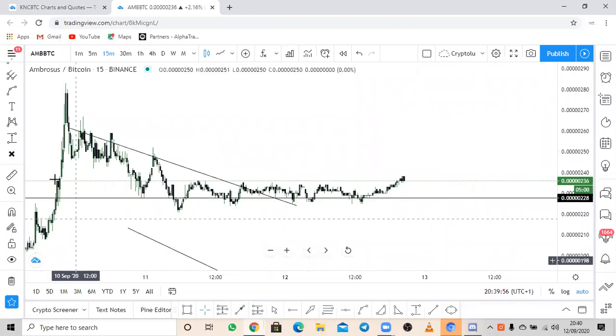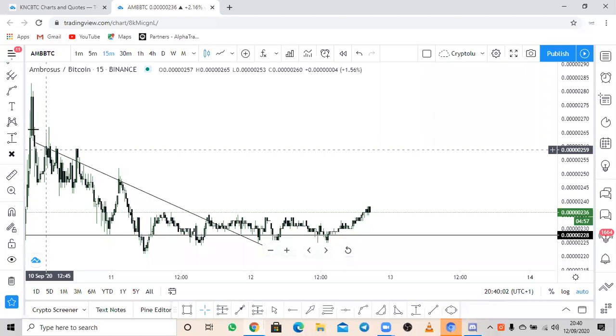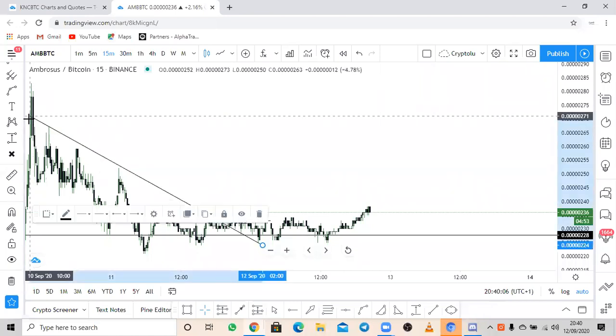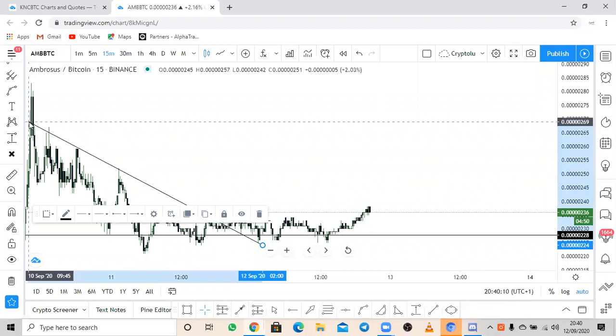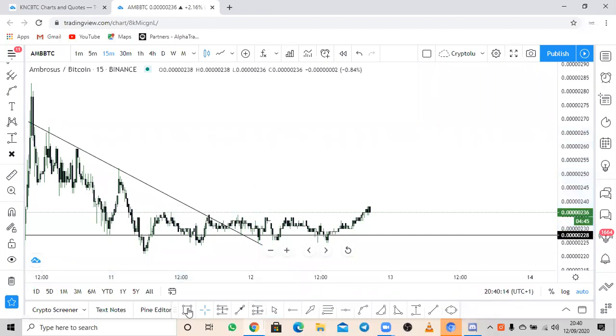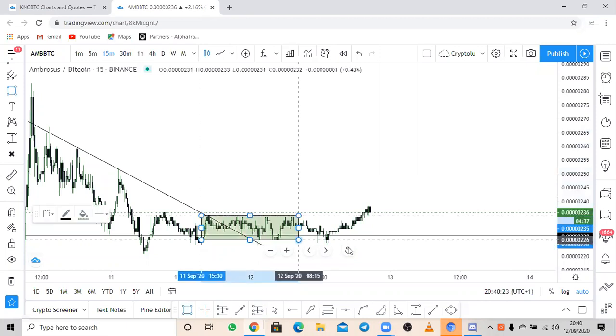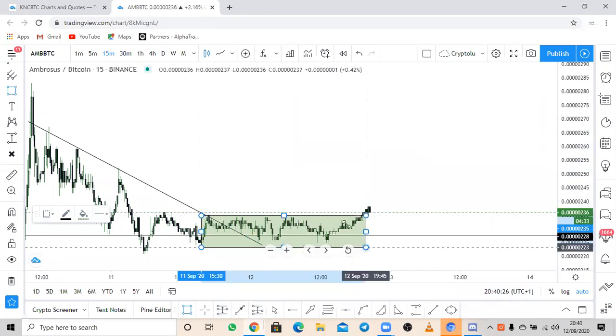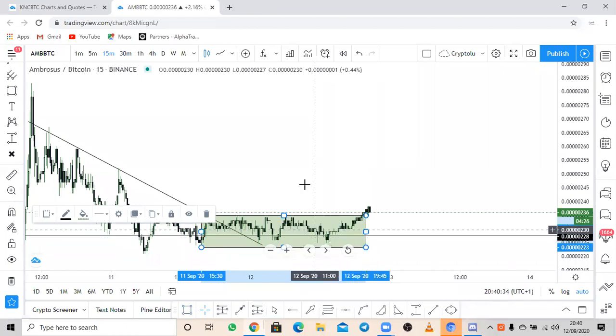So we had a breakout from the resistance trend line and price started consolidating around this level. Before the start of the class, the price was still inside this box here, but we already have a breakout now, which gives us more confirmation that we are ready to start moving up.